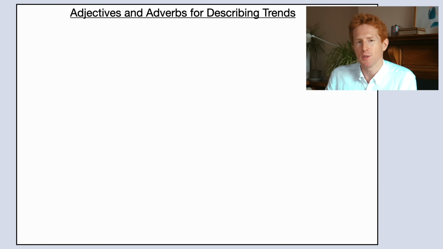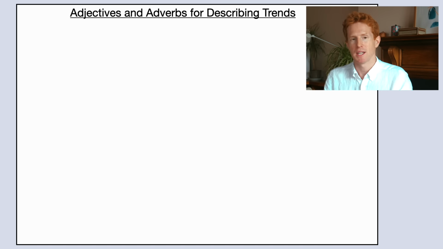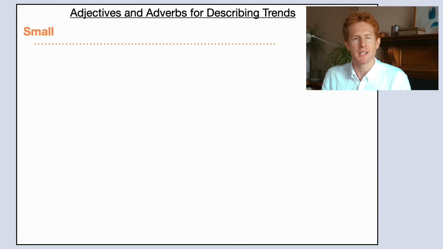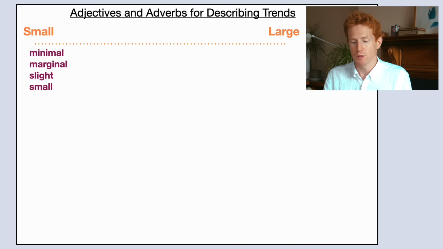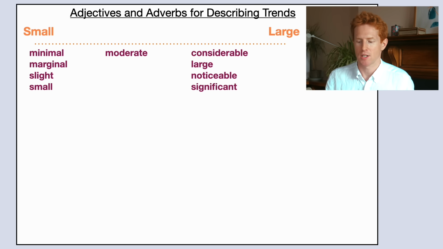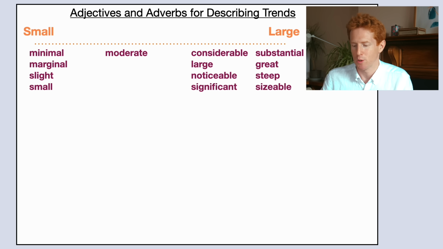Now, the most useful use of adjectives and adverbs is when we describe the extent of something. So we want to have adjectives that describe a small change, like minimal, marginal, slight, or small. We could have adjectives that describe medium change, like moderate, or we could have adjectives that describe a large change, like considerable, large, noticeable, significant, substantial, great, steep, or sizable.